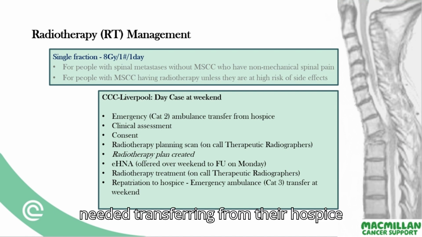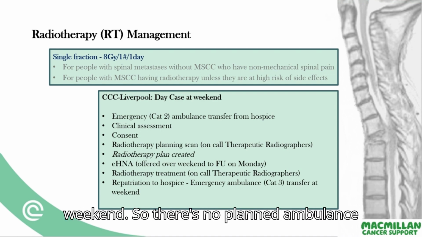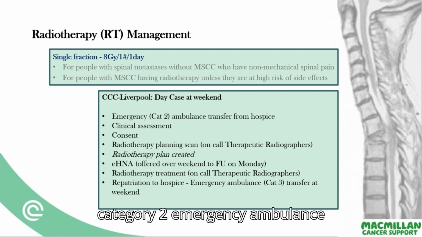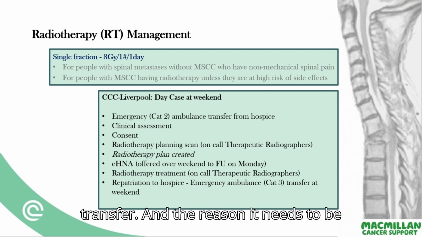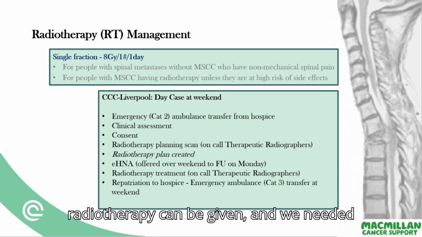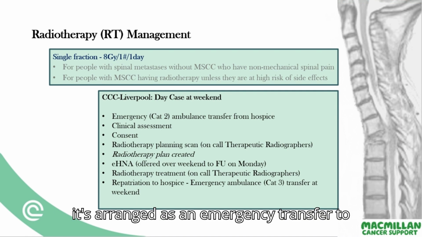The patient needed transferring from their hospice over to Clatterbridge Cancer Centre, Liverpool, and in this case it was over a weekend. So there's no planned ambulance over a weekend, so it needed to be a Category 2 emergency ambulance transfer. And the reason it needs to be an emergency transfer is there's a limited time of the day where radiotherapy can be given, and we needed to ensure that this patient had their treatment within 24 hours of diagnosis where possible. So it's arranged as an emergency transfer to the hospital.